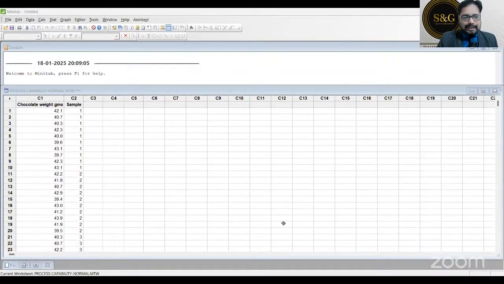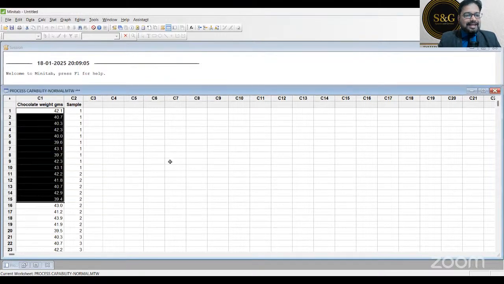Now, is this data continuous or discrete? Type in the chat box. I've not shared my screen, is it? Just a second. Now I'm sharing my screen. So it is the chocolate weight data which is coming up. Is it continuous or discrete? Everybody type in the chat box, especially the new people in the room.